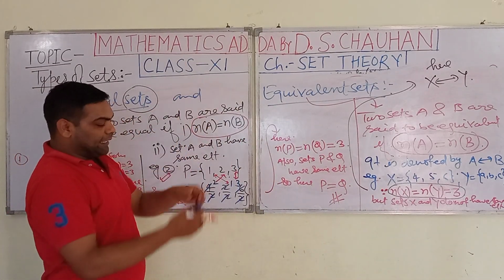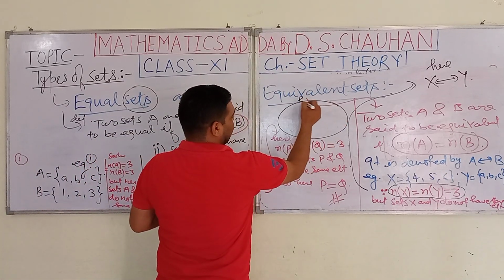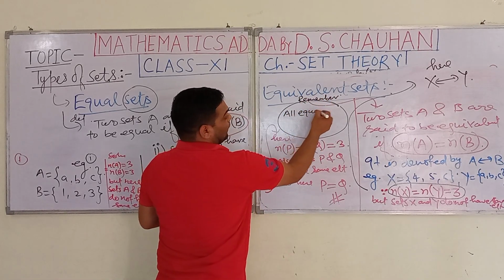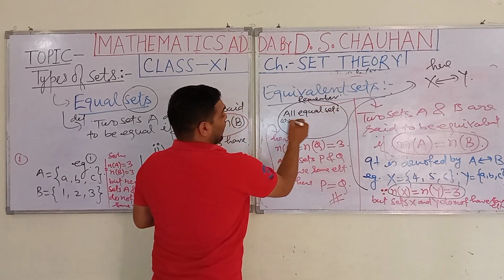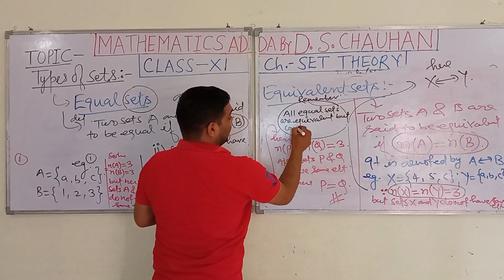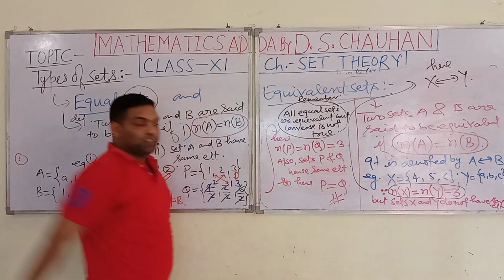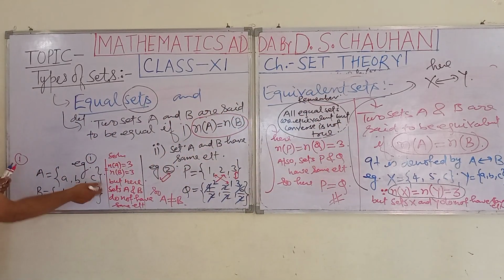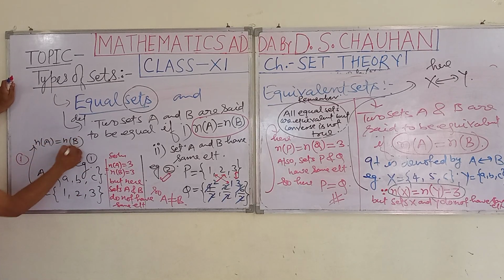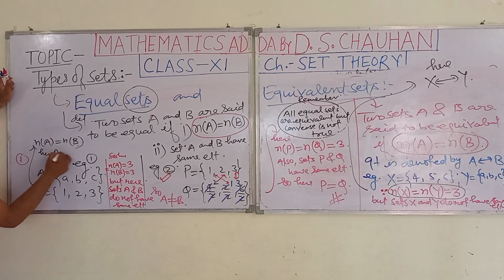One very important and last point I want to tell you students, in equal and equivalent sets, what is common? n(A) equal to n(B), this thing is common in both. So by this common point, the idea we are getting, remember this important point: all equal sets are equivalent, but the converse is not true.